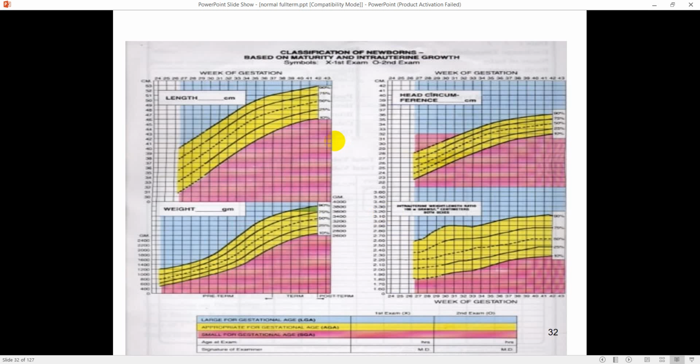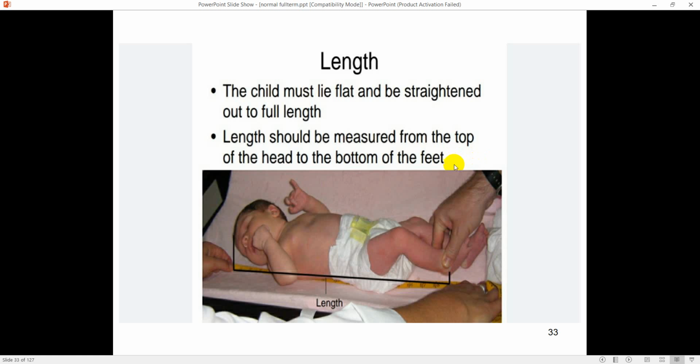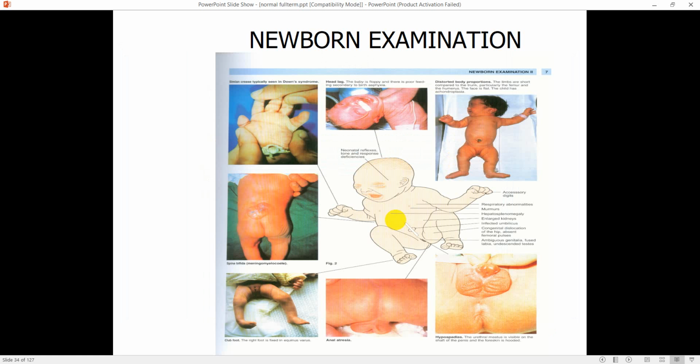We need to measure the length and weight and apply them to these types of charts: weight for age, length for age, and OFC for age. This picture shows us how we can measure the length of a newborn baby. We need to examine everything in the neonate, as will be demonstrated in the following paragraphs.